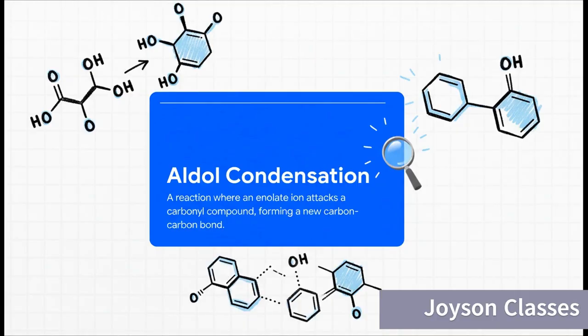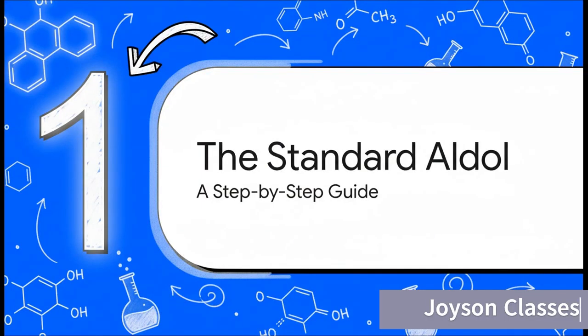And that brings us to the star of our show today, the aldol condensation. At its core, it's a reaction where this really reactive thing called an enolate ion goes and attacks another carbonyl compound, like an aldehyde or a ketone. And the result? Boom! You get a brand new, super useful carbon-carbon bond linking those two molecules together. Okay, so to really get this, we're going to start with the classic, the standard aldol reaction. Let's really get our hands dirty and walk through the mechanism step by step.